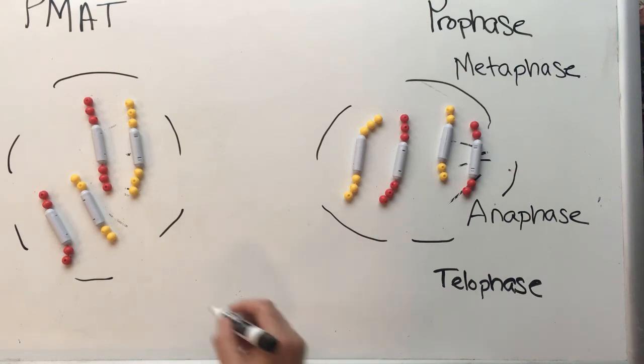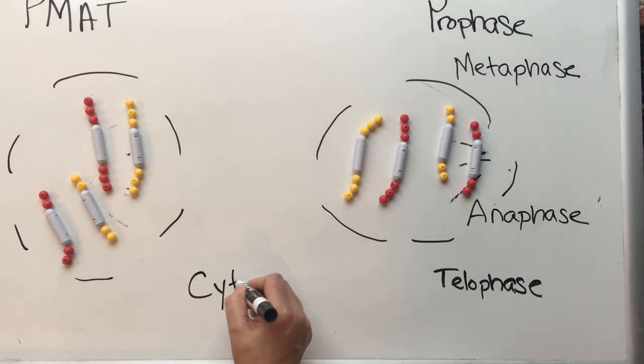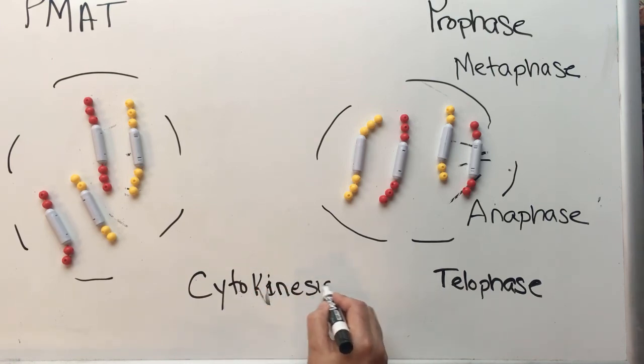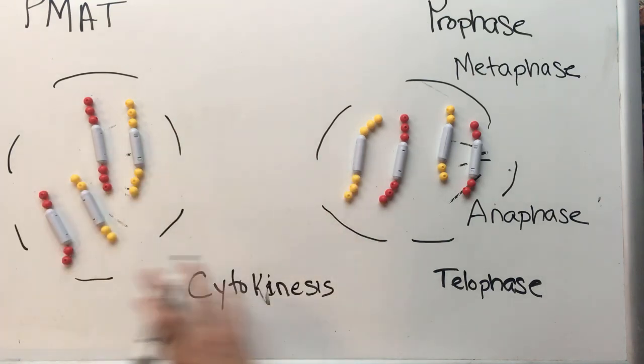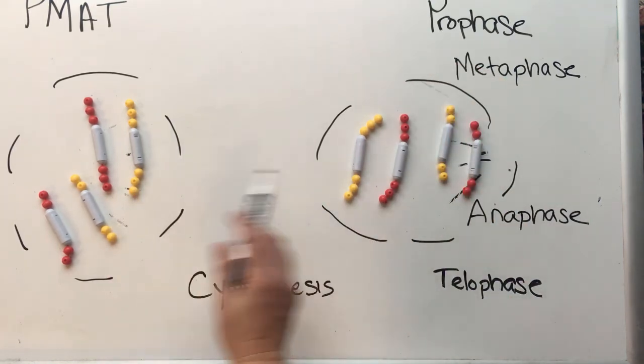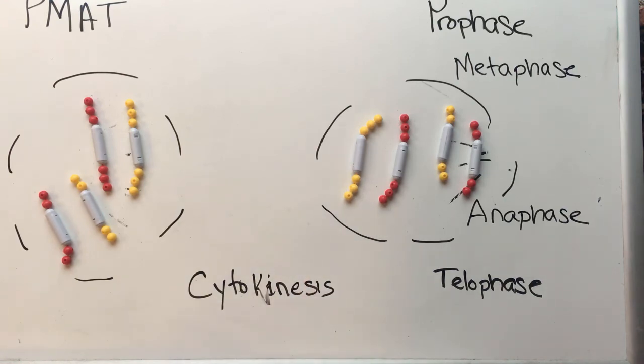The only thing that's left is something called cytokinesis. I think that's an I, kinesis. And this is the division of the cytoplasm. So everything else that's in the cell, all the organelles and things, are going to divide. So mitosis, PMAT, is division and separating out the genetic material. Cytokinesis is division of the rest of the stuff in the cell.